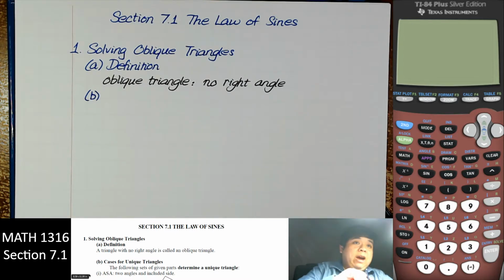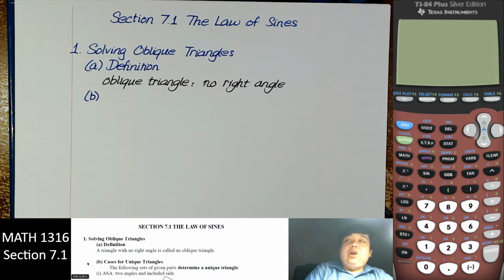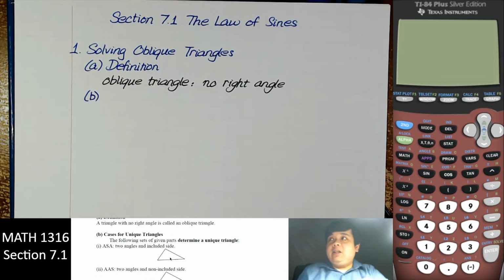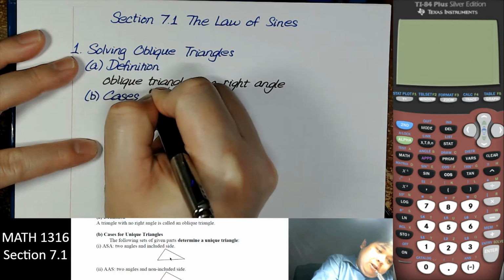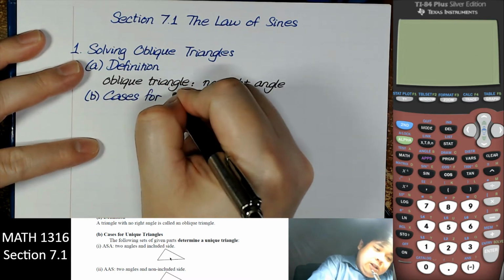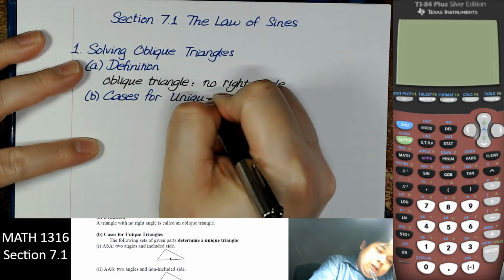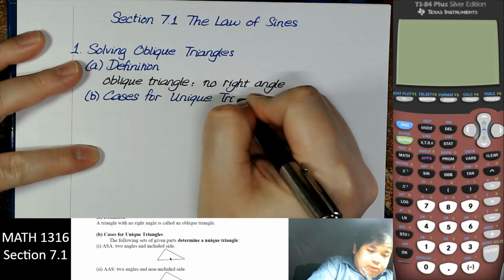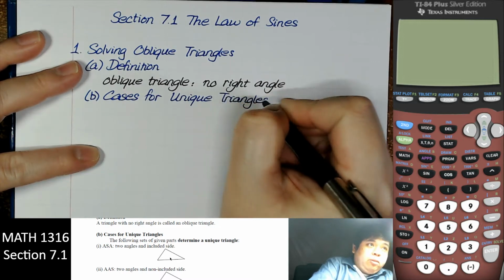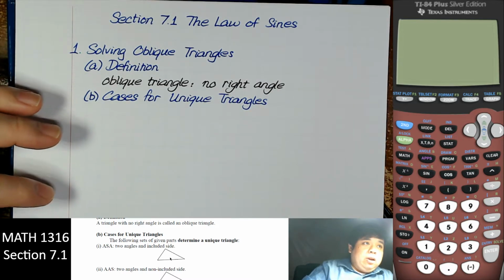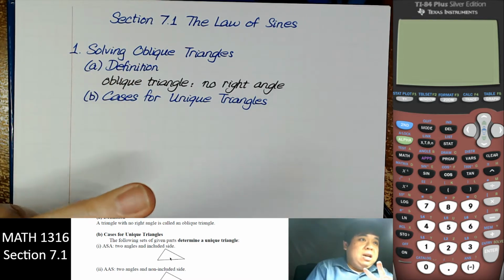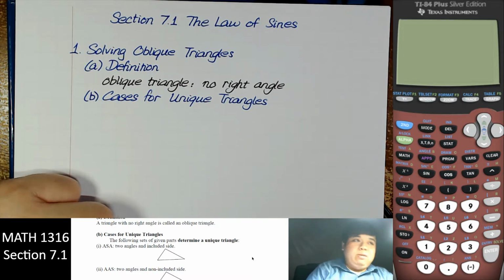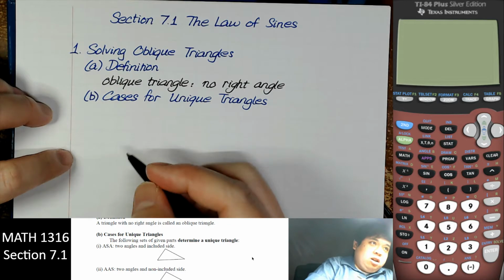Usually a triangle will have 3 sides and 3 angles, and so we need 3 pieces of information in order to find the missing 3. So these will be the 3 cases for a unique triangle. Once again, to solve for a triangle, we need 3 pieces of information to find the missing 3, for a total of 6: 3 angles and 3 sides.